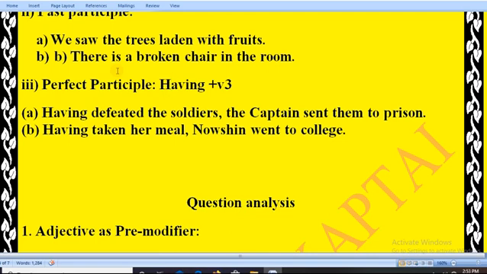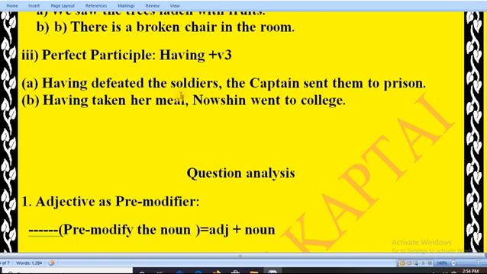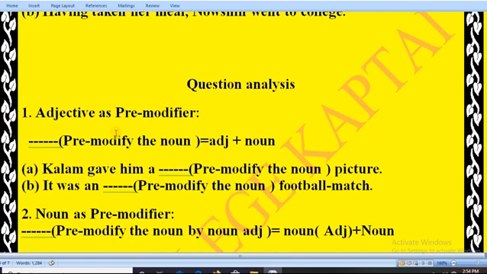Okay, now question analysis. What type of question will be included in your question paper? Look at the steps. Okay, first, adjective as pre-modifier. Whenever you are asked in the question in the bracket to pre-modify the noun, that means you will add an adjective before the noun. Look at the question: Kalam gave him a, pre-modify the noun, picture.